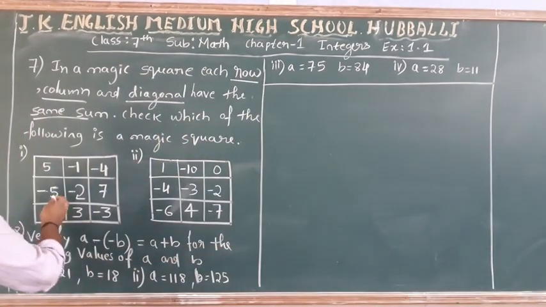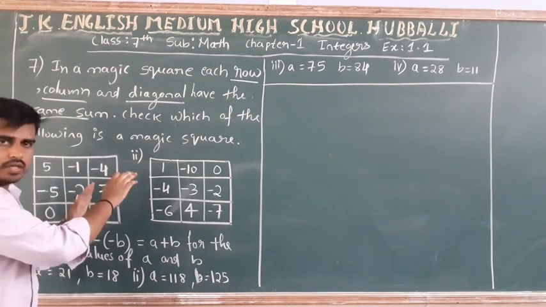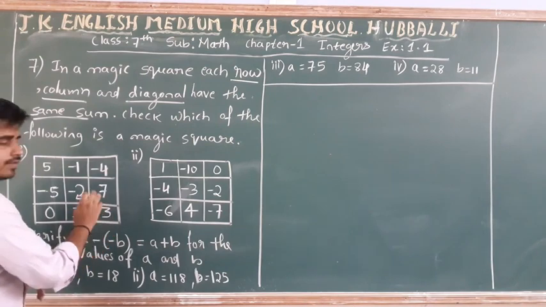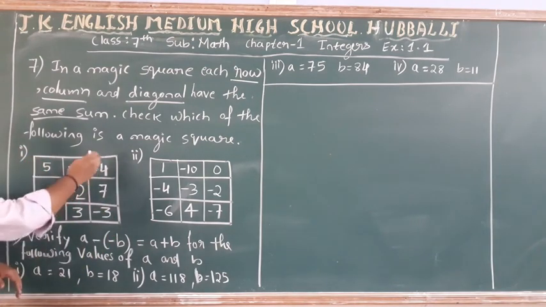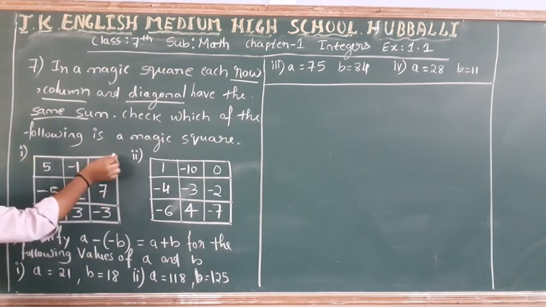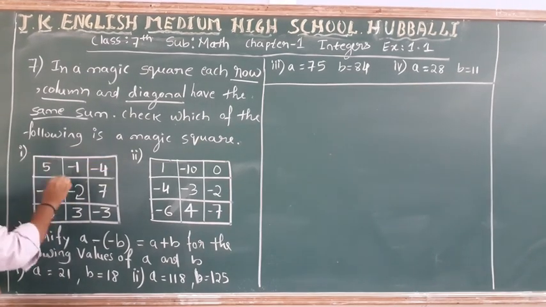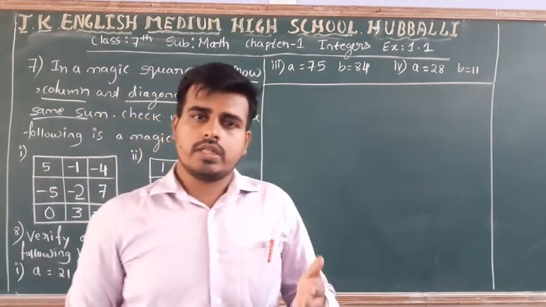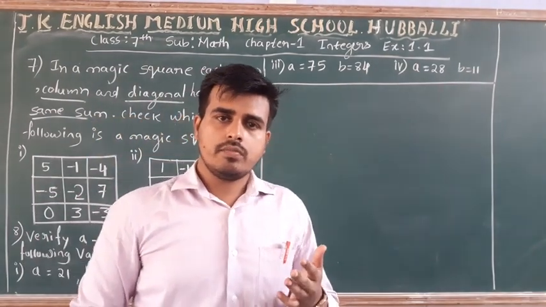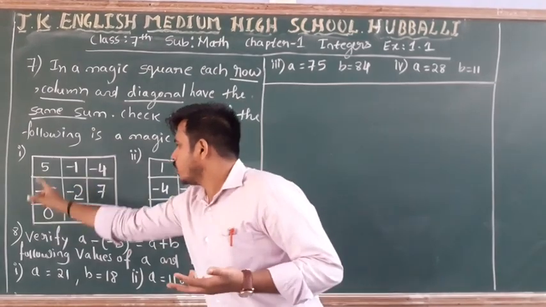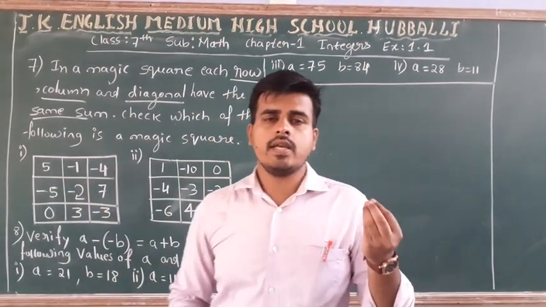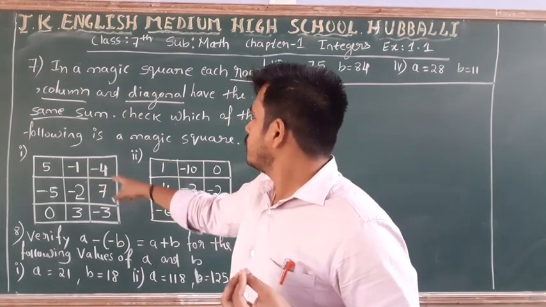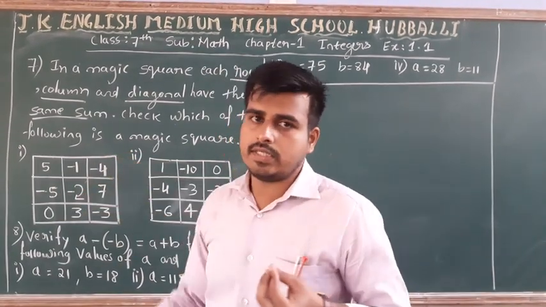So a row is horizontal. These are the 3 rows and 3 columns. Columns are vertical and diagonal means in a crossway. This is the diagonal. So if we add the numbers in all 3 rows, all 3 columns and 2 diagonals, then we must get the same answer. If we get the same answer, such a square is known as a magic square.